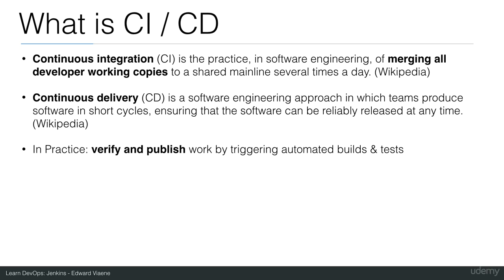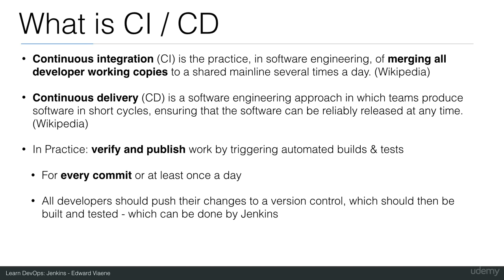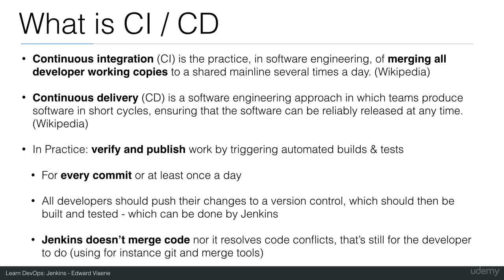In practice, CI and CD means that we're going to verify and publish work by triggering automated builds and tests. And Jenkins is a tool that we can use for that. We're going to do these automated builds and tests for every commit, or at least once a day. All developers should push their changes to a version control, which should then be built and tested, which can be done by Jenkins. Jenkins doesn't merge code, nor does it resolve code conflicts.